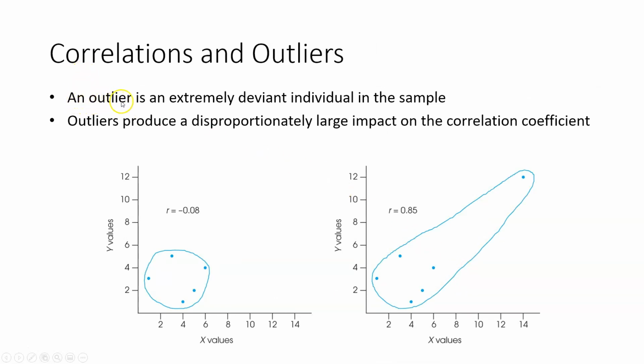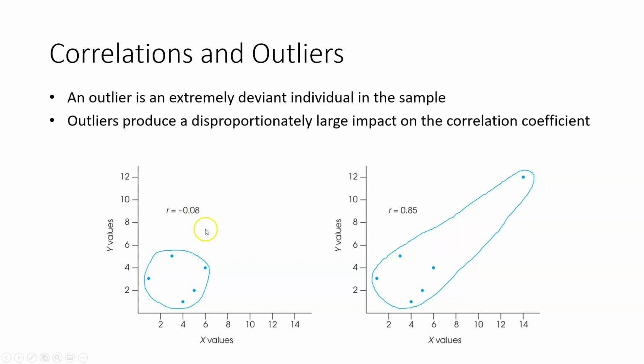An outlier in a data set is often extremely deviant and can disproportionately impact our correlation coefficient. So as you see here, this is a sample of 5 scores, and if you circle them, you can see that this doesn't really show any general trend. It seems to be no correlation. And if you compute the R value for this set of 5 data points, then you'll see that it's almost exactly 0. It's a tiny bit away from 0, but it's basically 0, indicating no correlation.